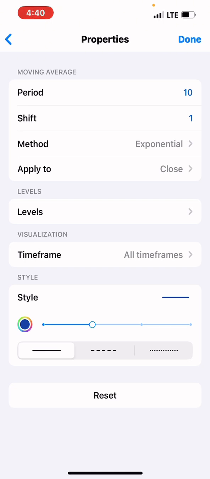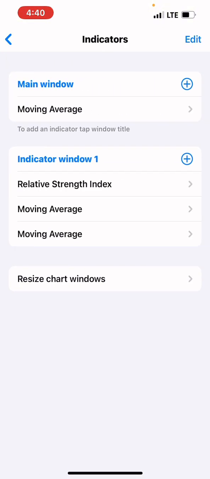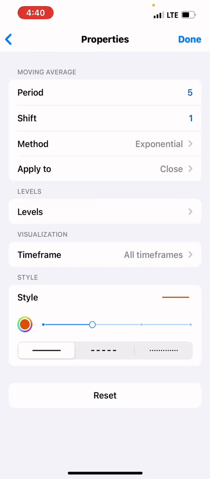We are using period of 10, shift 1, method exponential, apply to close. Levels are not needed, so you skip. Visualization, all time frames. For style, I'm using the blue color, so click done when you're done setting that up. And then we are going to be using another moving average, period of 5 this time, shift 1, method exponential, apply to close. Levels are not needed, so you skip. And then for style, I'm using red color. Use whatever color you want, but make sure it is visible on your chart.